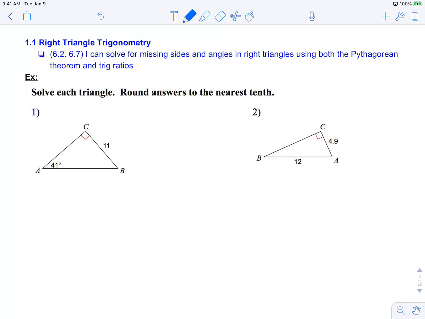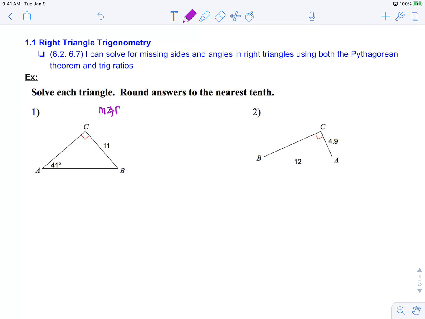So now we're going to practice putting it all together and solving a couple right triangles. Now what that means is we are going to find all missing sides and angles. In number one, we have two angles and we need to know the third. From geometry, you should know that the three angles of a triangle add up to 180 degrees.